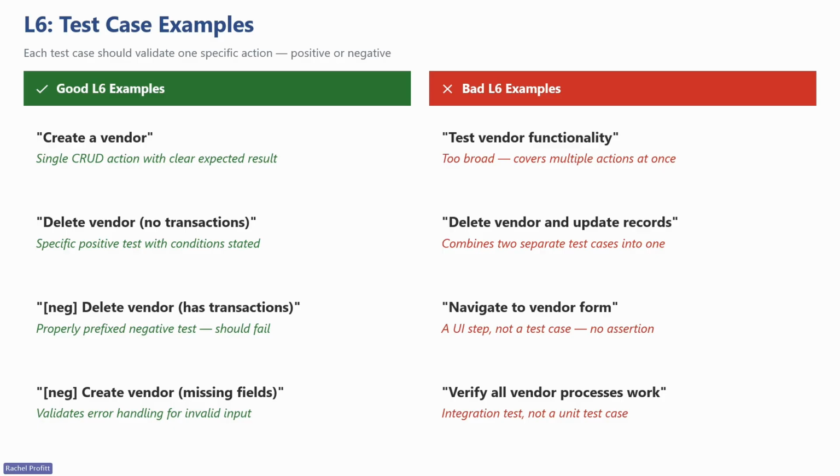Weak test cases usually fall into one of a few test patterns. They're too broad, they're combining multiple actions, or not actually validating anything. Navigation steps without assertions or test everything type scenarios don't provide useful validation. The rule stays simple: one test case per action, one expected result.